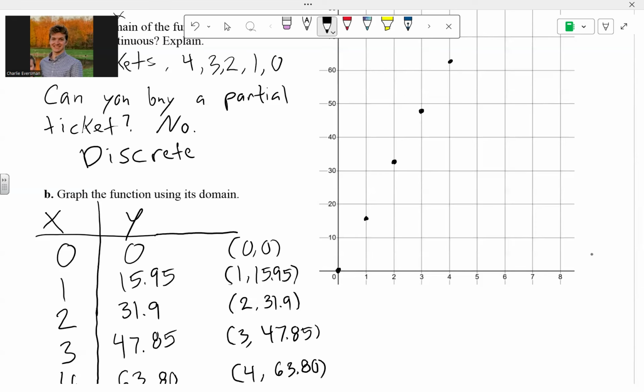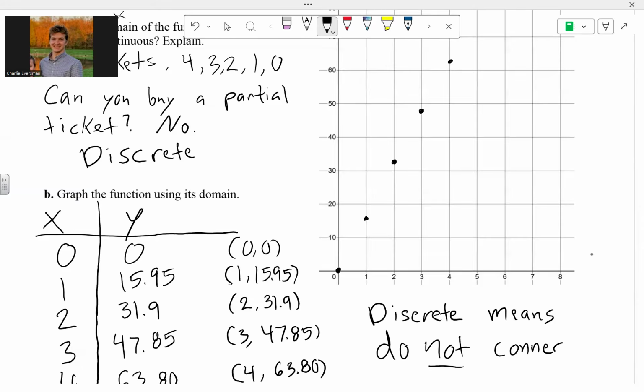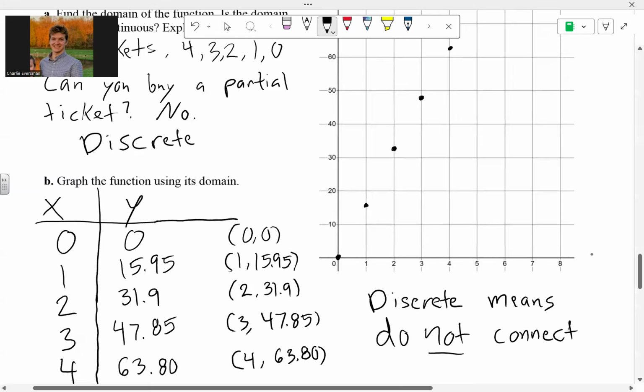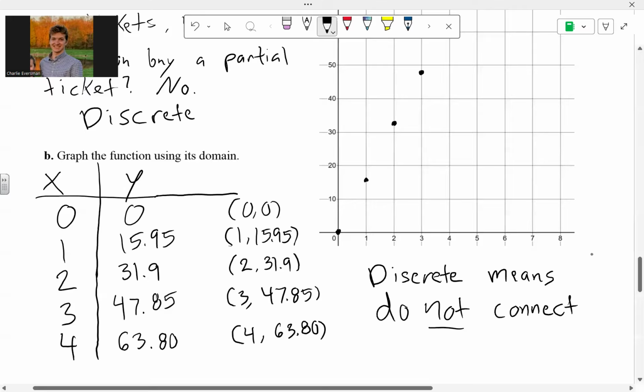Maybe you've been quick to say, no, don't connect them, right? Discrete domains mean do not connect the dots, right? Why? The graph shows you the solutions of your equation or your function.